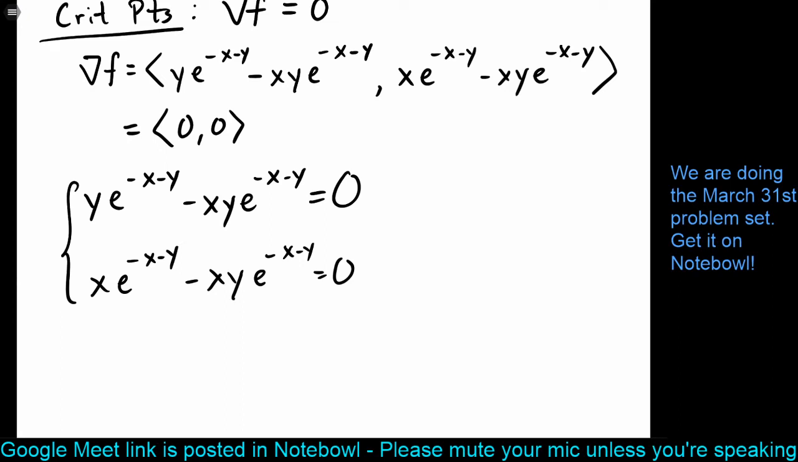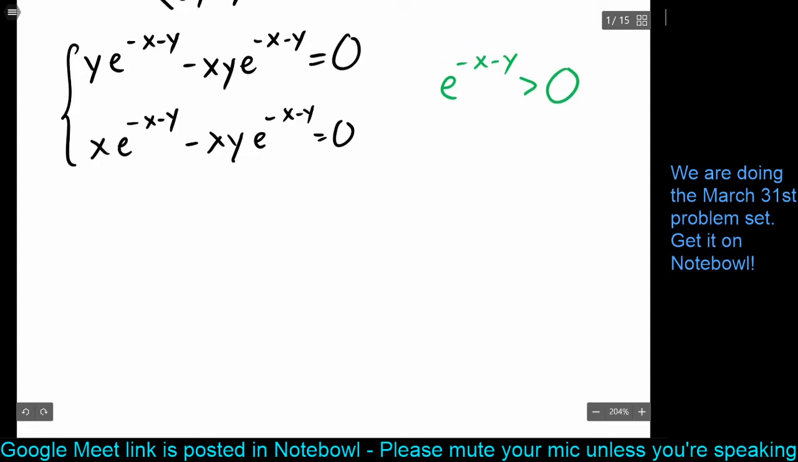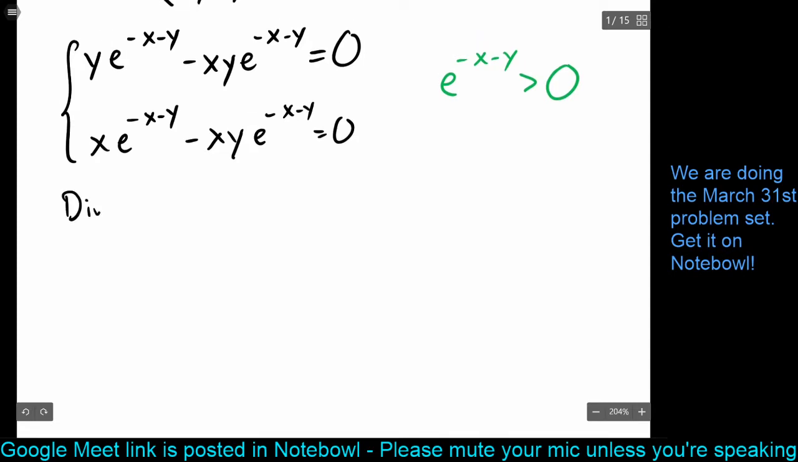Now, this looks a lot more intimidating than it actually is. The reason is that e to the minus x minus y, this function right here, because it's an exponential function, can never be equal to 0. And in fact, in this case, it's always positive. So what we can do is divide both equations by e to the minus x minus y.